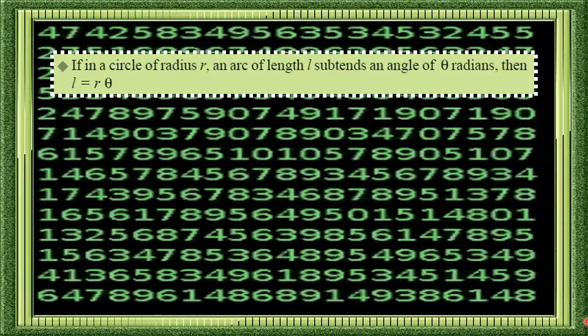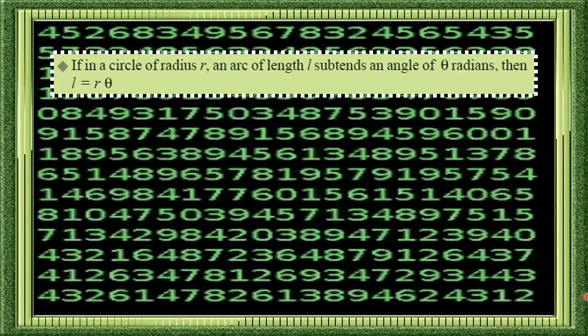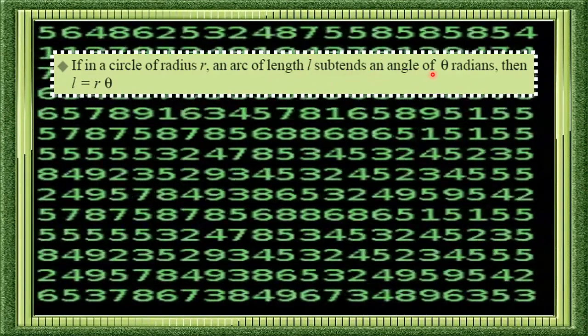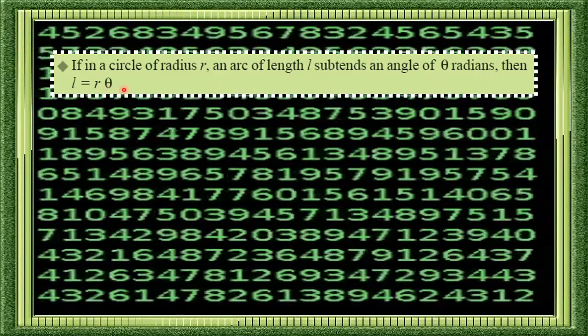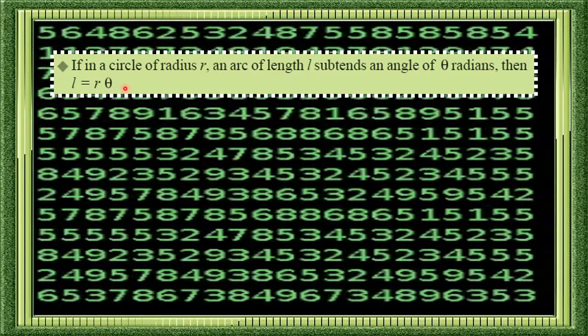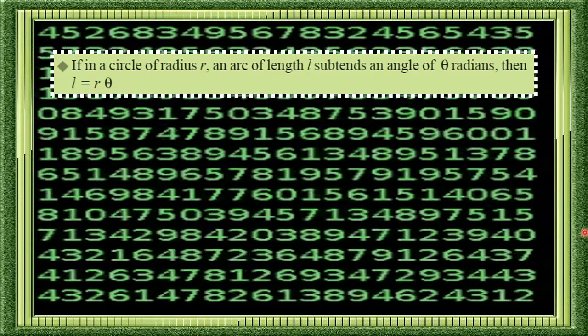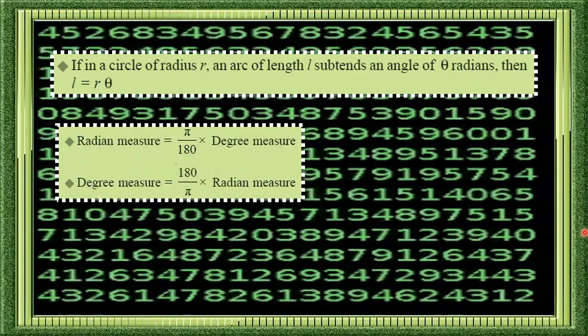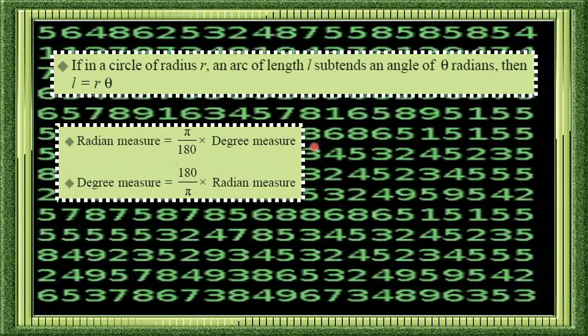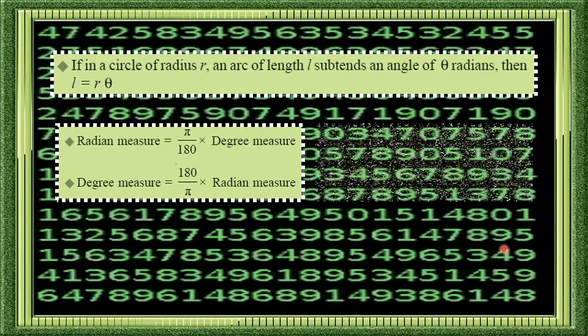If in a circle of radius r, an arc of length L subtends an angle of theta radians, then L is equal to r theta, or we can say theta is equal to L by r, where theta will be taken in radian and L and r should be in same unit. Then here is the conversion from radian to degrees and degrees to radian.